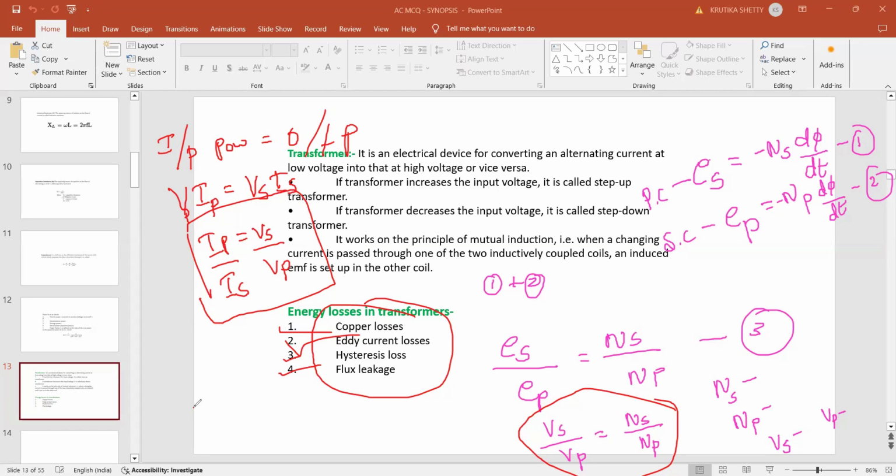So one last formula, take it down. The efficiency of the transformer is given by output power upon input power. You may remember in the refrigerator and Carnot cycle we will study this. The efficiency is given by output divided by input. Here it is output power divided by input power. Yes, till now any doubt is there? Please ask, students.